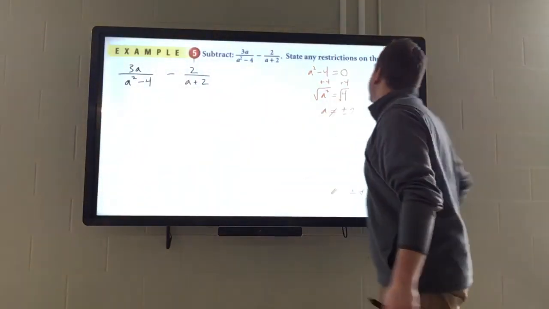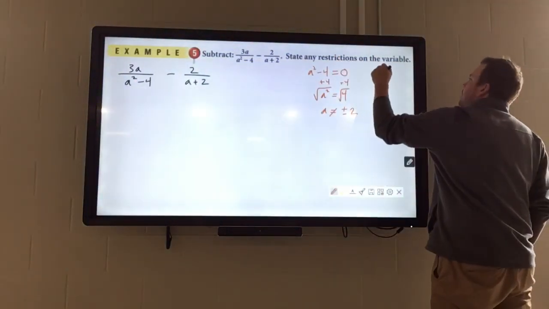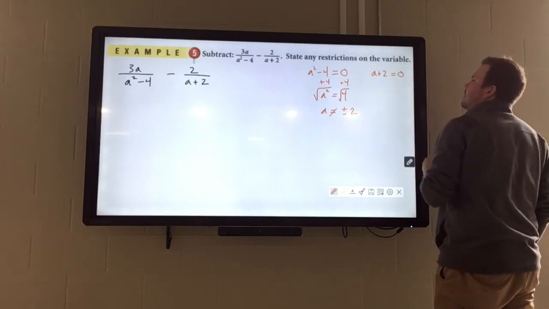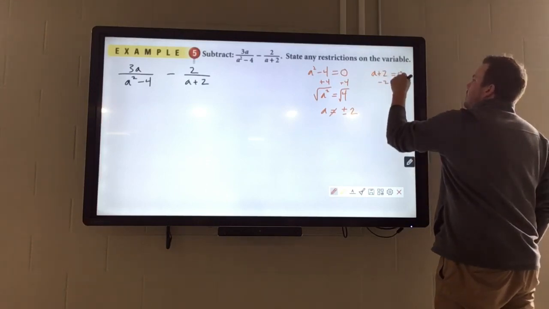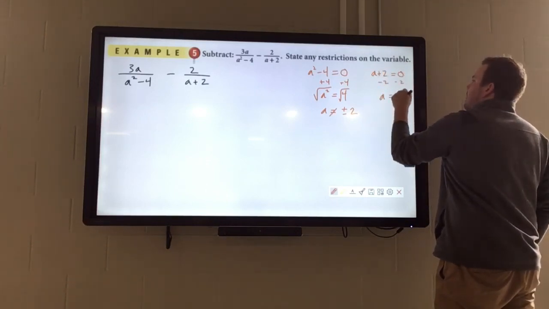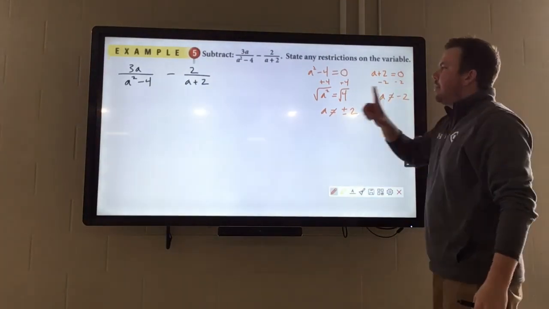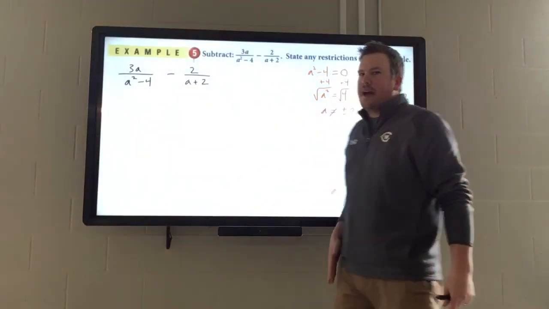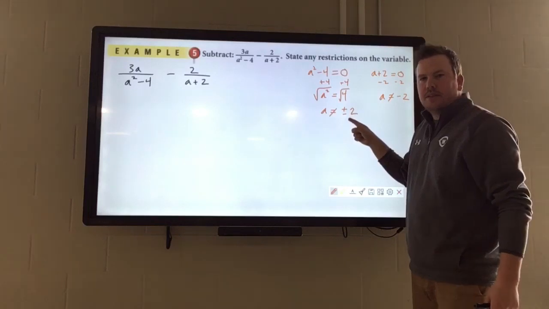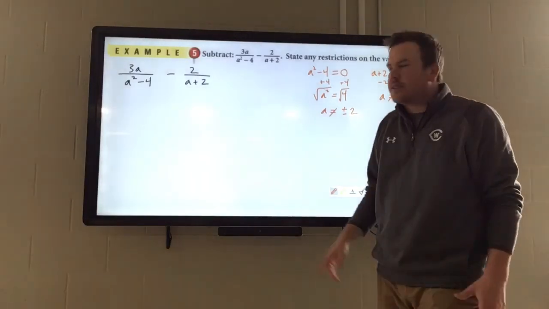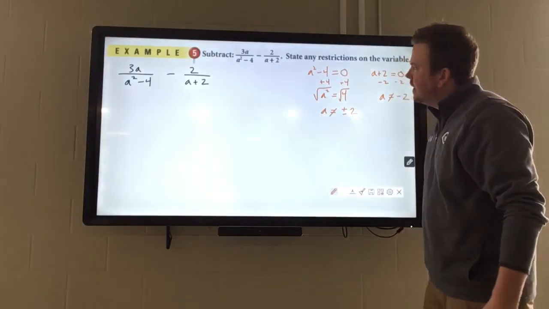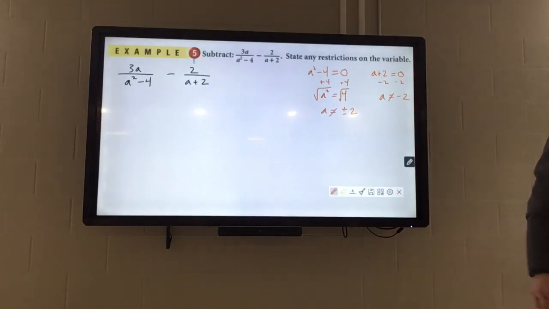Looking at this fraction, we take that a plus 2, we set that equal to 0 and solve. So what that means is a can't be negative 2 because it would break this fraction. Hey, it was already included in our first set of restrictions. Never hurts to be sure, though, that we don't have different ones. Let's go ahead and start our subtraction.